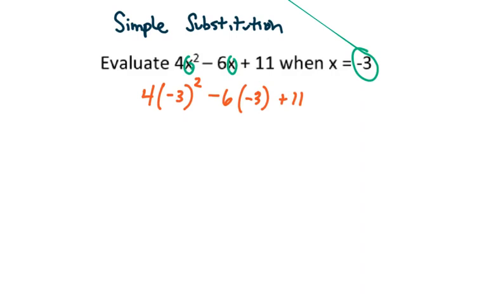Let's start with the exponent. We know negative 3 times negative 3 is what we're doing with this squared. So instead of 4 times negative 3 squared, we're going to have 4 times 9. And that's the only thing we do in the exponent step. Now we've got multiplication to take care of. We've got 4 times 9, which is 36. We've got negative 6 times negative 3, which is positive 18. And we've got 11. And then the last thing we have to do is to add those three numbers together, and we get 65.